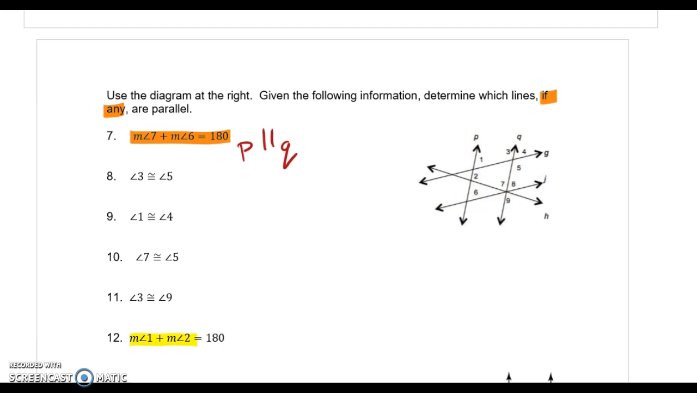12 says angles 1 and 2 equal 180. Now I'm going to assume that's going to be consecutive interior again, but I may be wrong. Because if 1 is here and 2 is here, angle 1 isn't on the inside. Or it is, but angle 2 isn't on the same inside. There's a line in between them. So let's see which ones it touches.